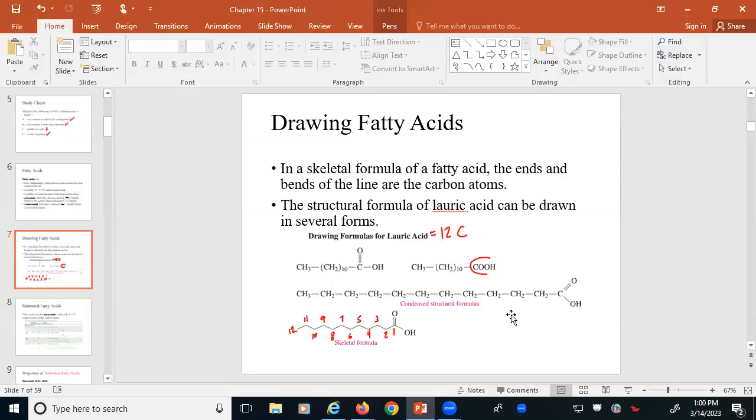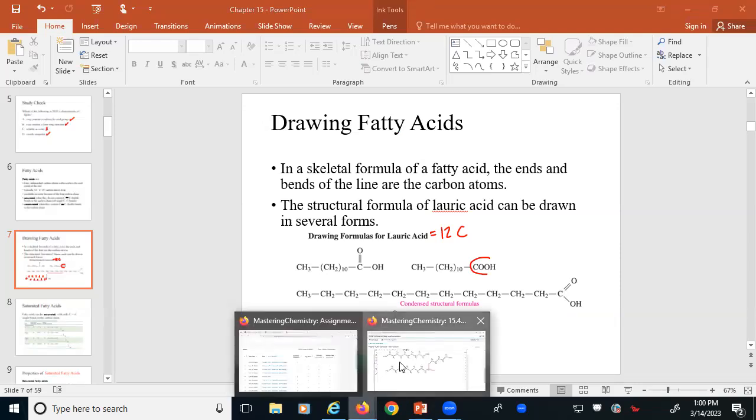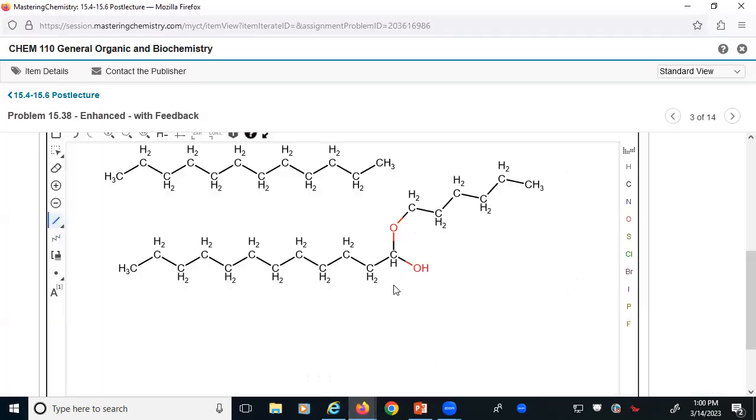In that scenario, no, this would be an ether, and this would be an alcohol. Remember, for an ester, you have to have a carbonyl group. You've got to have the carbon double bonded to oxygen and the additional oxygen. So if that became a double bond, now it's an ester.